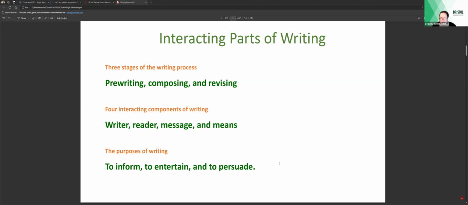Is this a speech? And then we have, of course, the purposes of writing: inform, entertain, and persuade. Usually these are the primary purposes of why we might write something. Sometimes our pieces of writing will have components of all three of these. Sometimes really good papers have a combination of all three to really get the reader engaged and paying attention.